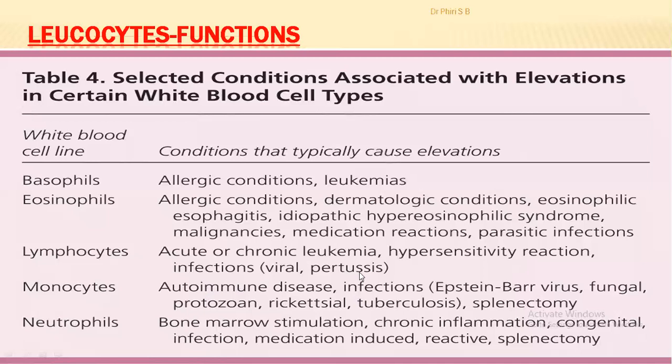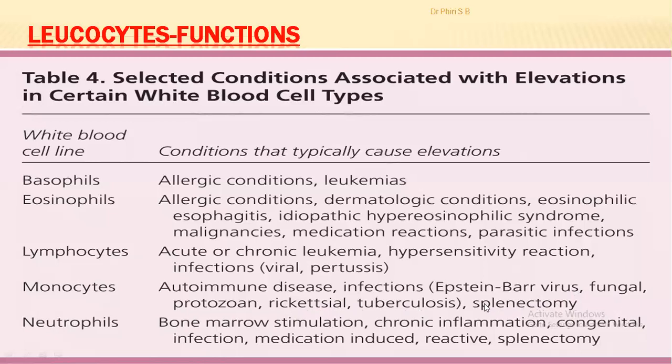In pertussis, you can also have an increase in leukocytes. Then monocytes: in autoimmune diseases, you can have an increase in monocytes. So autoimmune diseases, infections like Epstein-Barr virus, and also fungal infections, protozoan infection, rickettsial infection, tuberculosis, and splenectomy.